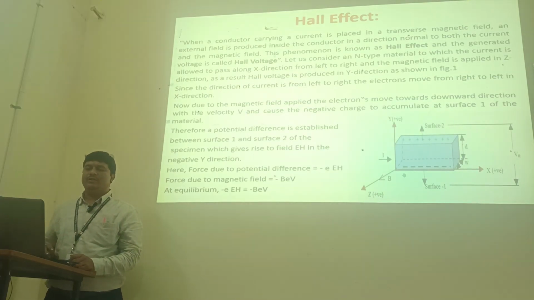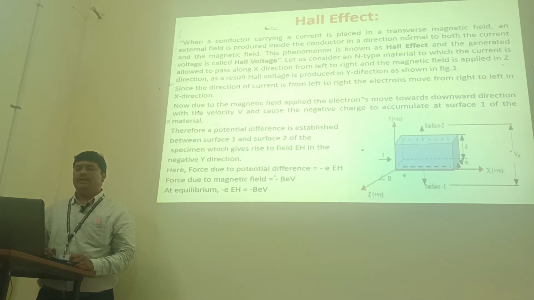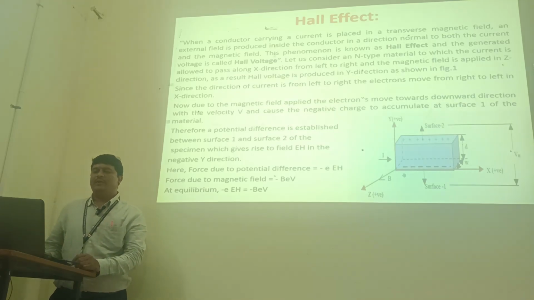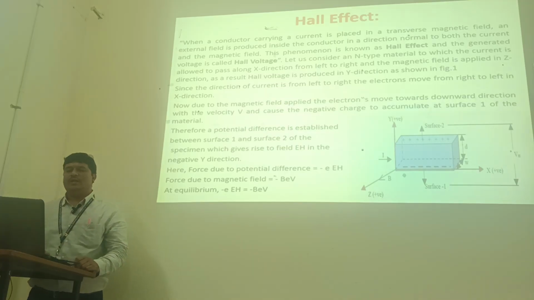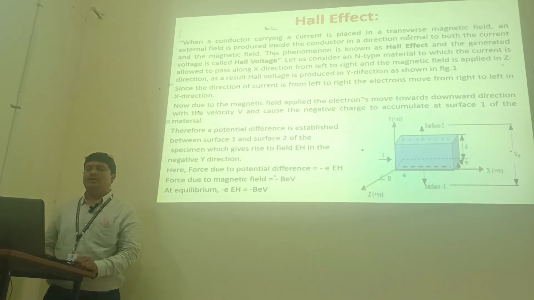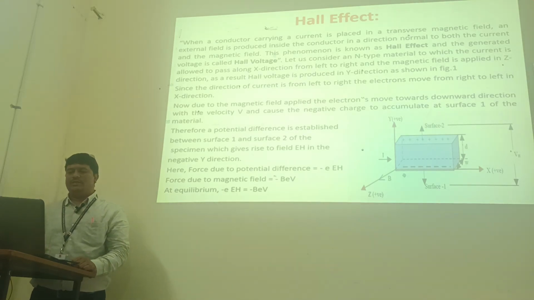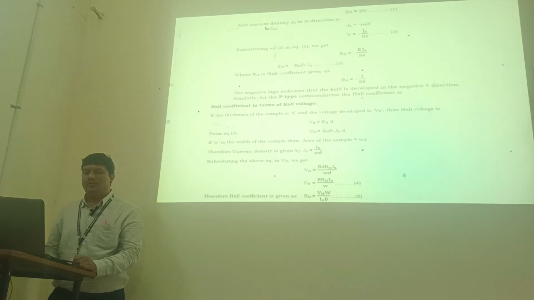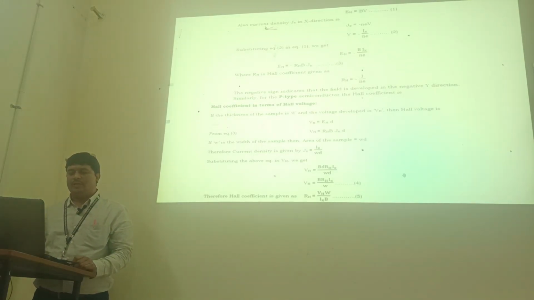Next, the Hall effect. When a conductor carrying a current is placed in a transverse magnetic field, an electric field is produced inside the conductor in a direction normal to both the current and the magnetic field. This phenomenon is known as the Hall effect, and the generated voltage is called the Hall voltage. The Hall coefficient is RH equals 1 by ne, that is, RH equals VH w by Is B.